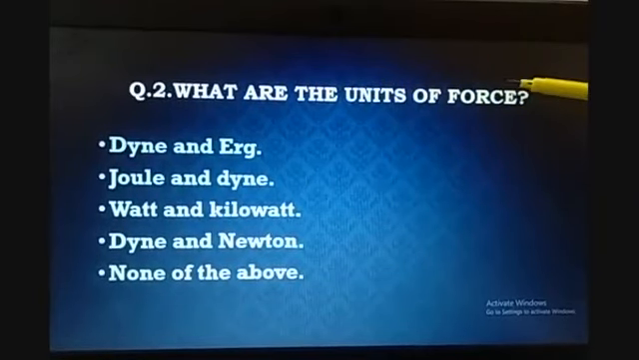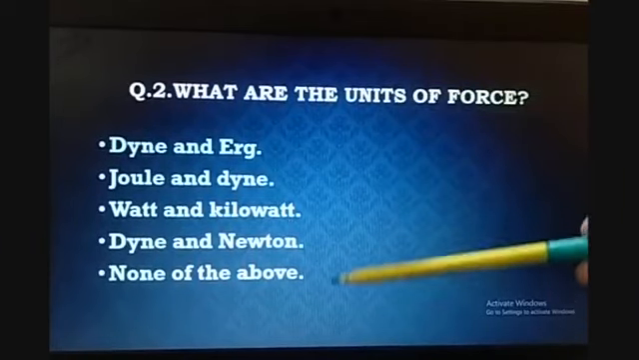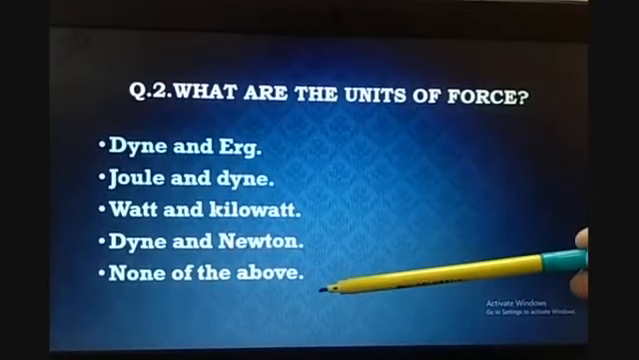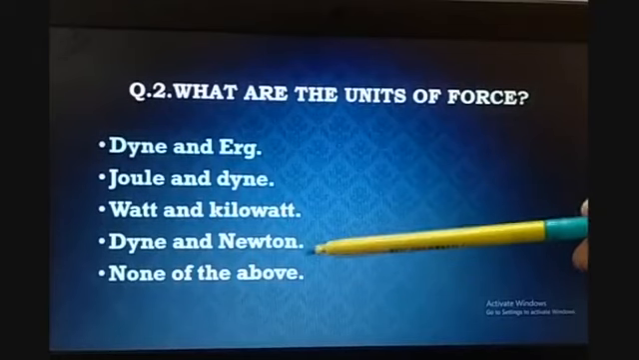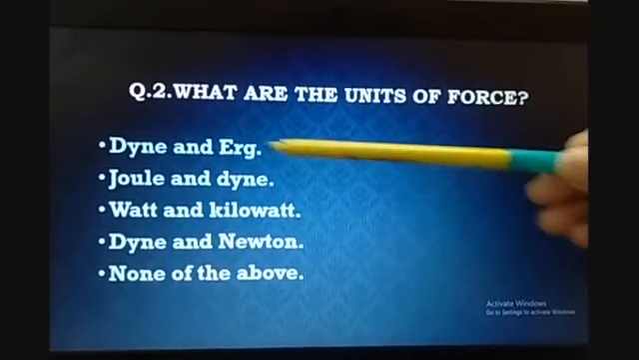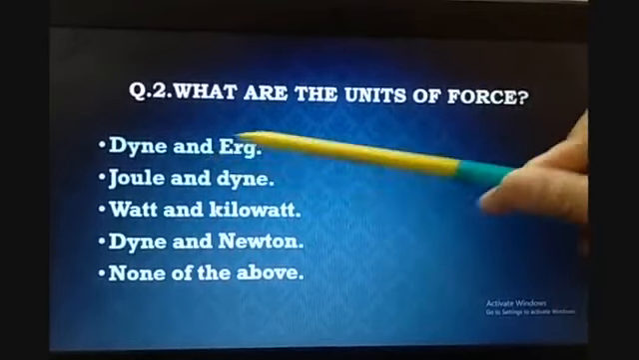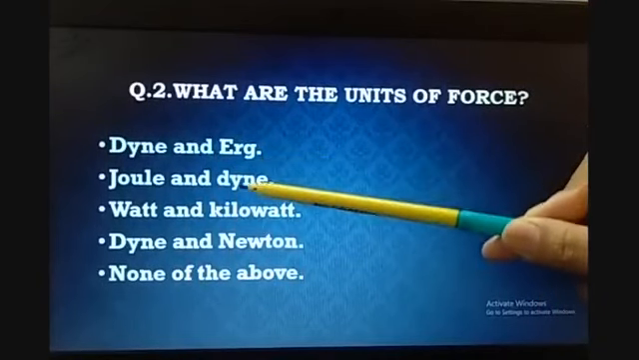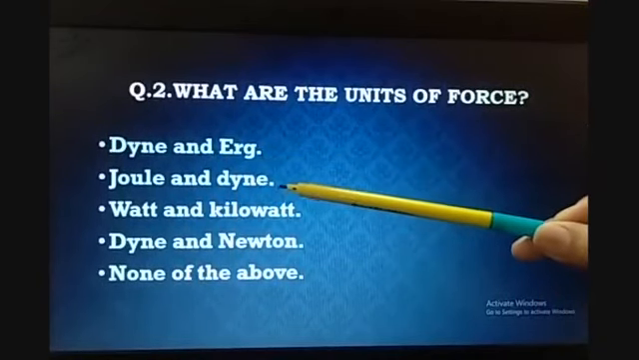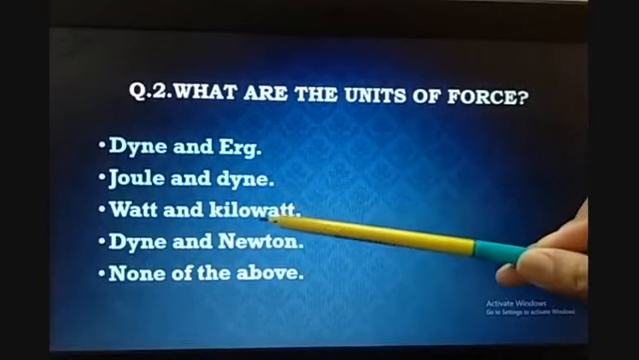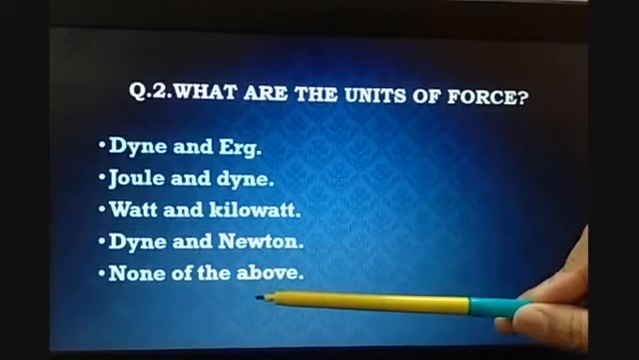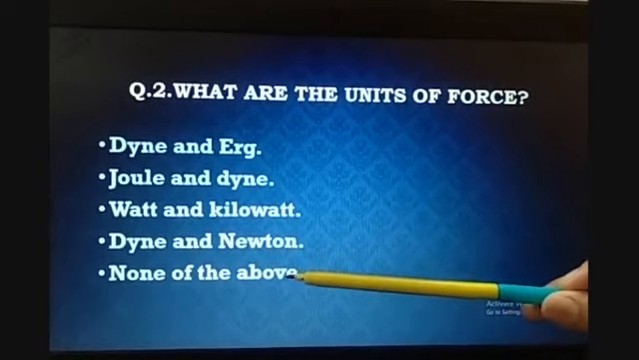Remember, we are asking of the units of force. So among the given options we have to choose the units which are related to force. So first is dyne and erg. Joule and dyne is the second one. Third, watt and kilowatt. Fourth, dyne and Newton. Fifth, none of the above.